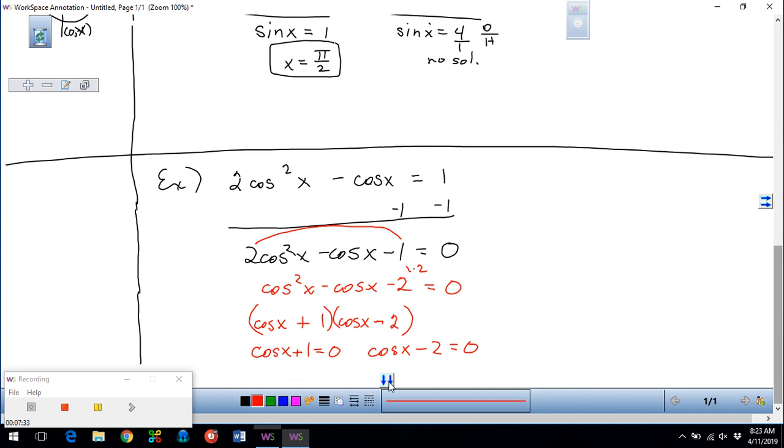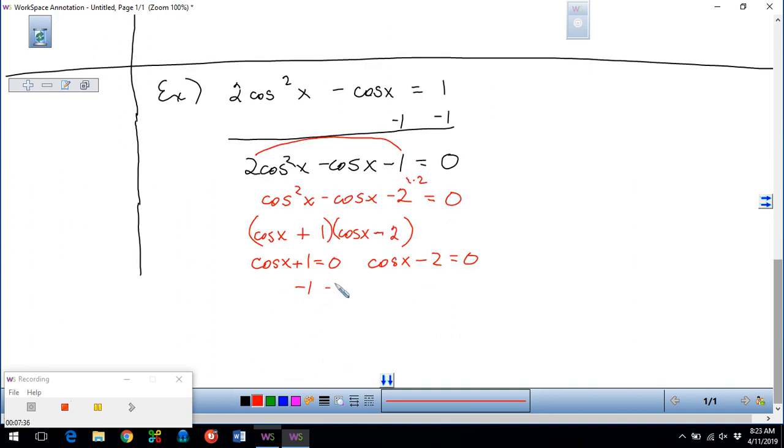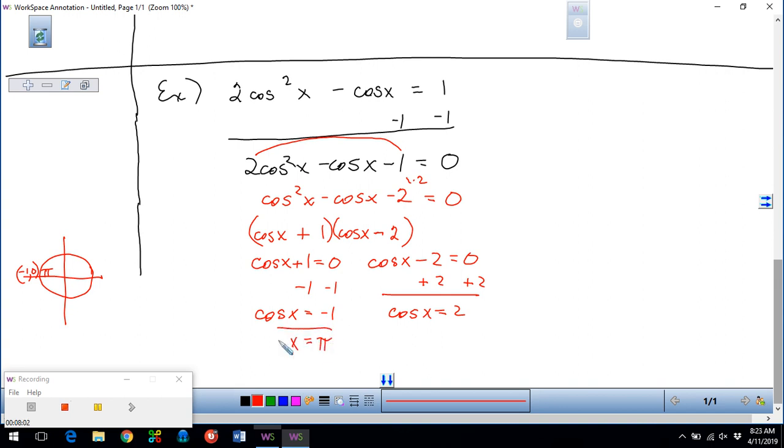So, for the first one, I'm going to subtract 1 from both sides. Cosine of x is equal to negative 1. On the second one, we're going to add 2 to both sides. Cosine of x is equal to 2. So where on our circle is cosine of x equal to negative 1? Over here at pi, where we have the ordered pair negative 1, 0. So x equals pi is our solution.